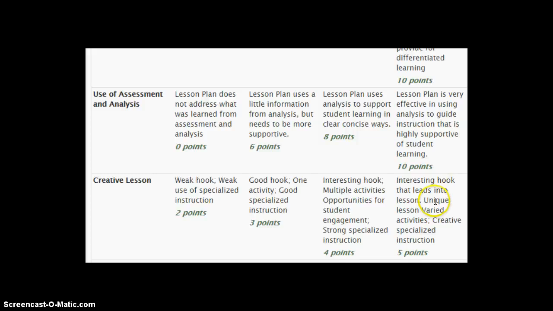Instead, what's the interesting hook that's going to lead into your lesson? How are you going to vary activities throughout that time so the students are staying engaged? And are you being creative in your specialized instruction? Are you making it meaningful and engaging for your student?